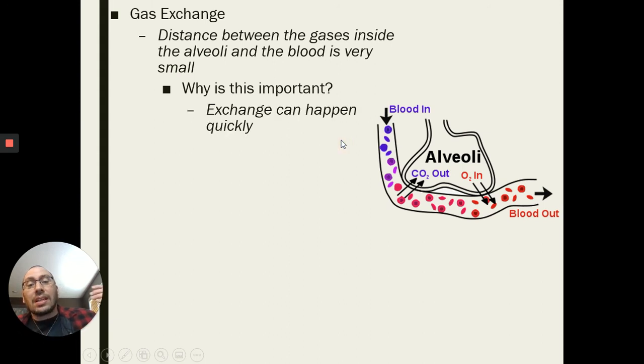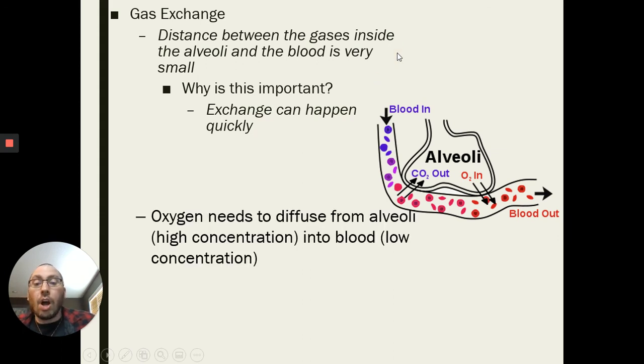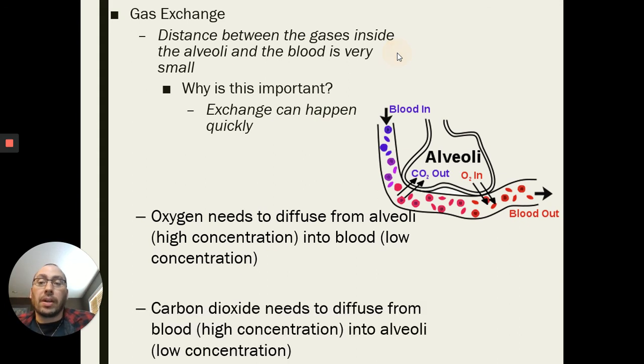Why is it important? It's important so the gas exchange happens quickly. We don't want the gas exchange to go slow, because if it is too slow, or the alveoli end up with too much oxygen, it may not be able to drop off that carbon dioxide. And if that happens, then we end up suffocating or not having enough carbon dioxide or enough oxygen in our bodies. Oxygen needs to diffuse from the alveoli, high concentration, into the blood, the low concentration, and vice versa. Carbon dioxide needs to get the heck out of there.